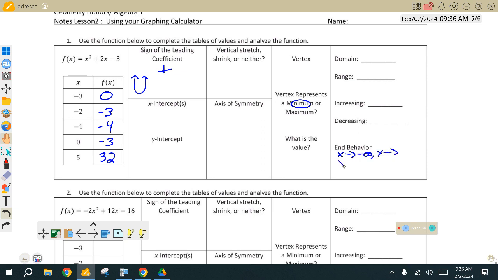So on my end behavior, again, this is what I'm going to have for you. You have to fill out the two blanks. And on that end behavior, as x goes to negative infinity, what are your y values doing? Going up to infinity forever and ever. As the x's go to positive infinity, what are your y values doing? Yeah, so we're going up to infinity, aren't we?